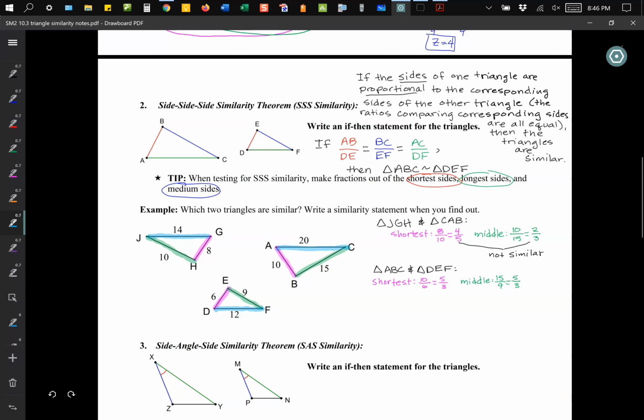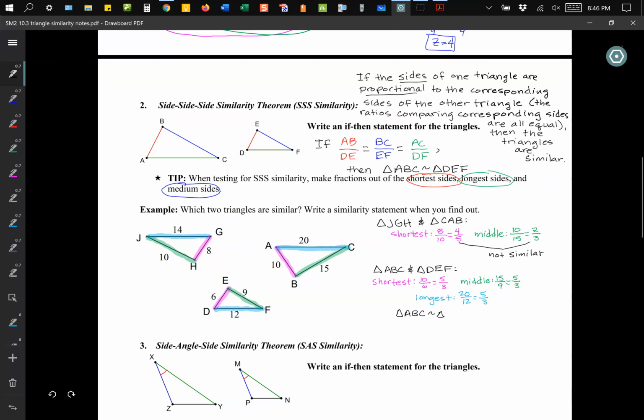Let's try the longest. So this longest side and this longest side, 20 over 12. Those can both be divided by 4. 20 divided by 4 is 5. 12 divided by 4 is 3. So look, all three of those are the same. 5/3, 5/3, 5/3. That means these two triangles are similar.